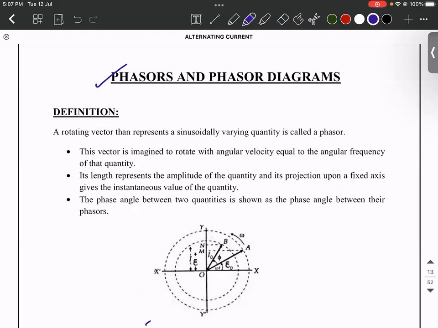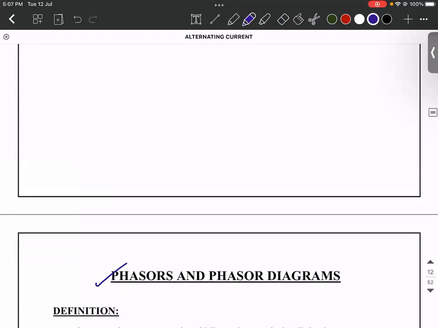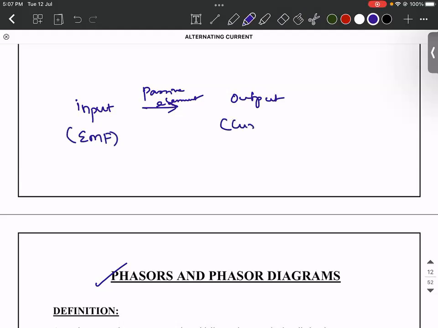So to conclude the whole story, what we are going to do is draw the input, that is EMF, and the output, that is the current. So for a given EMF across a passive element, what would be the output? If I have to conclude this chapter in one block diagram, I'll call it like this. You give input across a passive element, it will give you an output. So the input is EMF and the output is current. Both are in the form of alternating. Okay. So this is what happens.